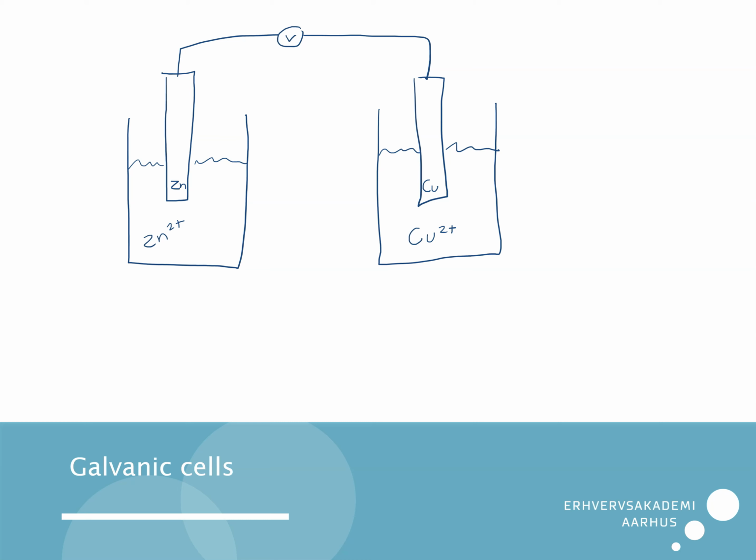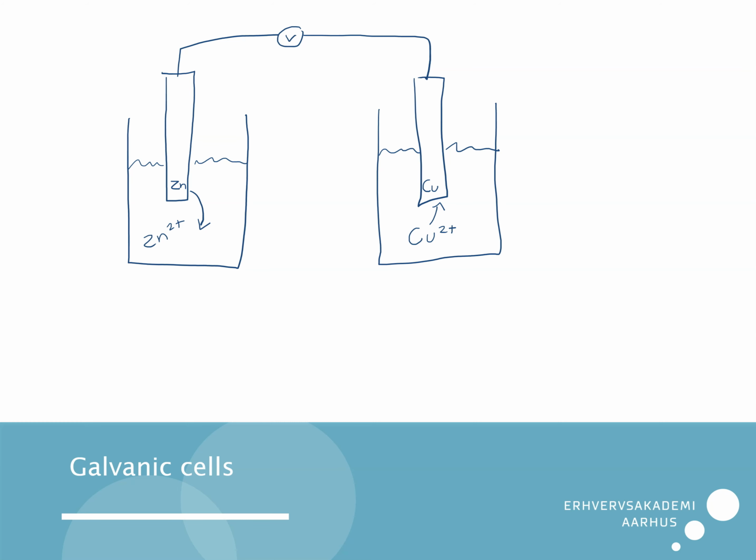When zinc goes into solution, becoming zinc 2 ions, the resulting electrons will travel along the wire and go into the copper electrode, where copper ions can accept them and become solid, thus coating the surface of the copper electrode, like we saw before. This allows us to not only measure the potential difference, but also to harvest it, which is the basic principle in galvanic batteries.